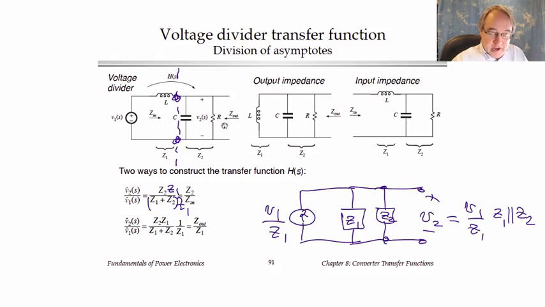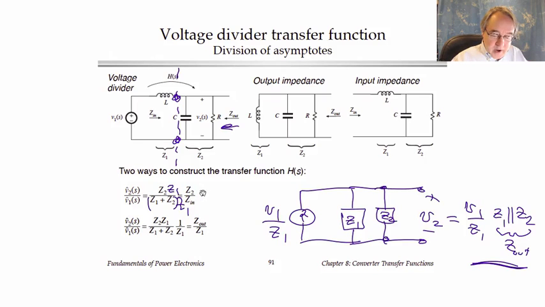The parallel combination is in fact the output impedance of the network. If you short the input voltage source and find the impedance seen from the output terminals, you get Z1 in parallel with Z2. So this alternate method then is to write the transfer function as Zout divided by Z1 according to this formula. And again, we've expressed the transfer function as a ratio of impedances.